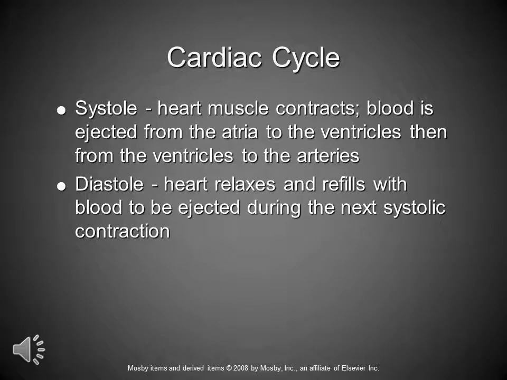We need to cover the cardiac cycle, and to start with, we need some basic definitions. Systole is a term that means heart muscle is contracting. When heart muscle is contracting, blood is being ejected from one chamber into another. We can have atrial systole. When atrial systole occurs, blood is being forced from the atria down to the ventricles. When we have ventricular systole, we can then have blood being ejected from the ventricles up into the aorta and the pulmonary artery.